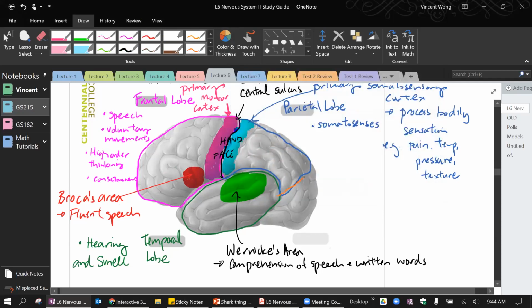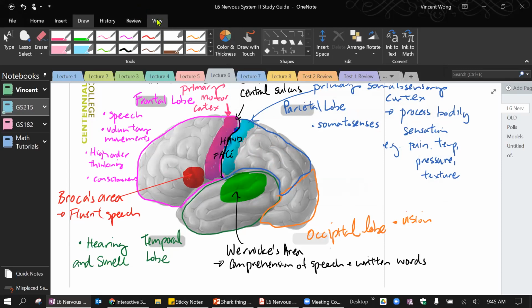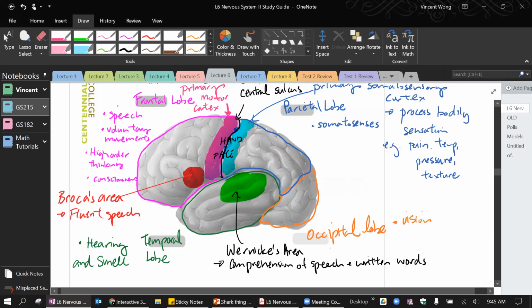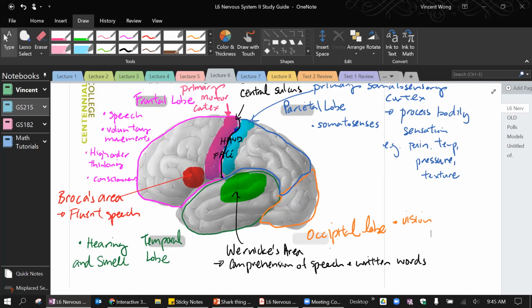Last but not least, we have our parietal lobe here, occipital lobe here. The occipital lobe is for vision. Anything that has to do with visual input, visual information, occipital lobe. All right, that is that.